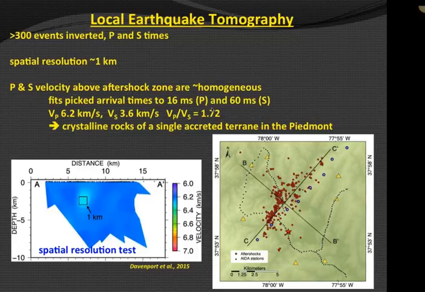So what Kathy did was she took about 300 of the larger events. She made sure that these were nicely distributed, and she picked P times and S times, and did a traditional local earthquake tomography for both seismic velocity and hypocenters.